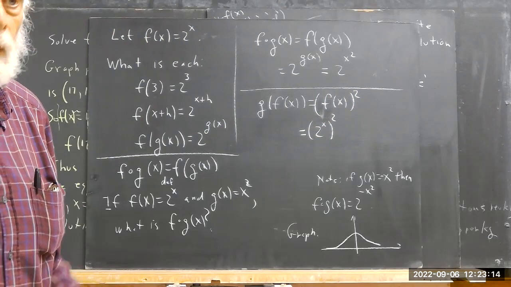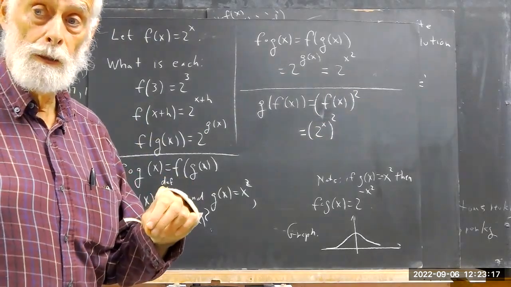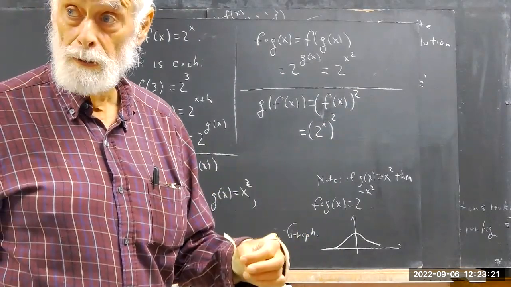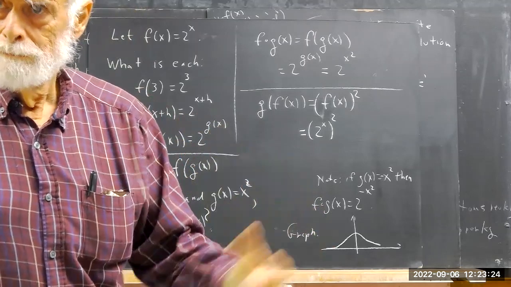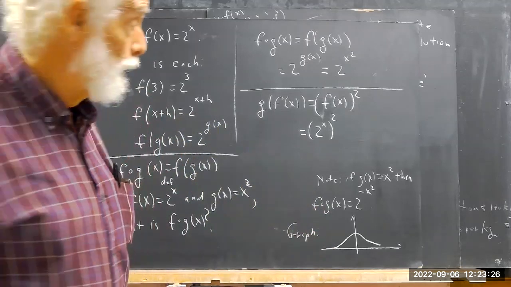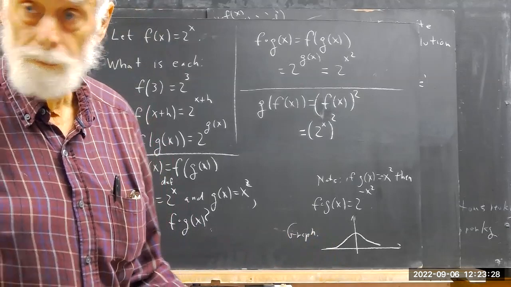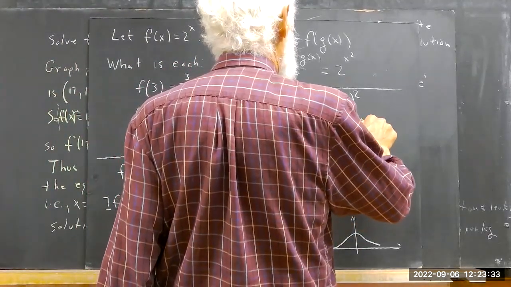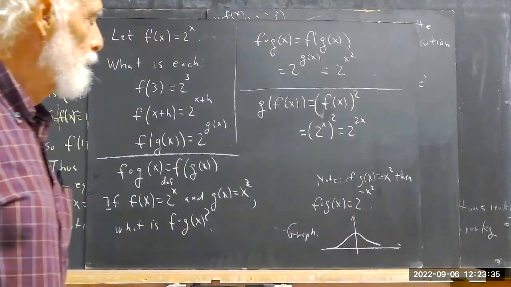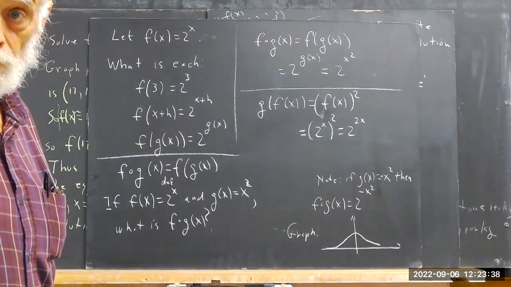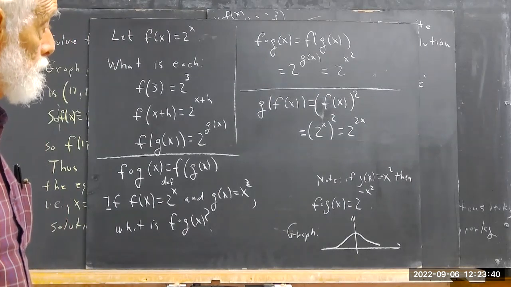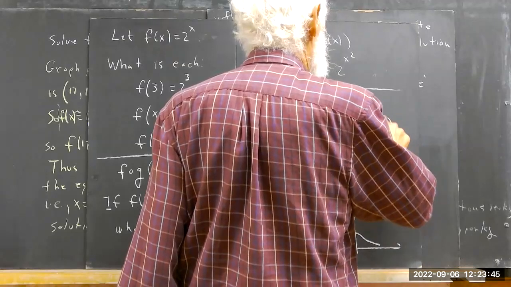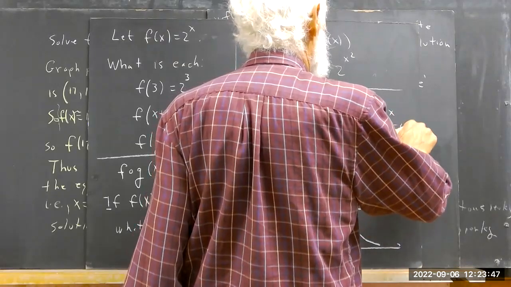Okay. Now, one of your assignments for next time is a review of something you're supposed to know. The exercise will straighten you out or review that for you. It's just the rules for exponents. The rules for exponents tell us that this is 2 to the 2x, and 2 to the 2x is 2 squared to the x. This is 4 to the x.